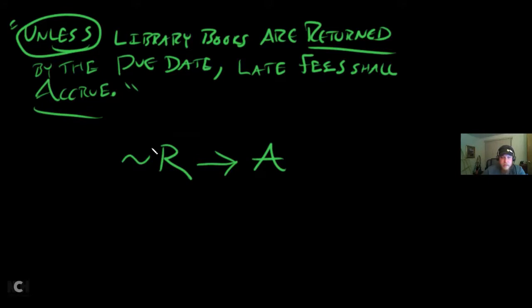So here's what this is saying. Squiggle R, arrow A means unless library books are returned by the due date, late fees shall accrue. Which is the same thing as saying if you don't return library books by the due date. So there's that not. If you don't return library books by the due date, then late fees shall accrue. Whatever way that we want to put the not on here, it means if you don't do this, then this is going to happen. And that's what unless means. Unless is the same thing as saying if not. Okay, let's take a look at another example where it's slightly more complicated. We'll have more terms. Let's take a look.